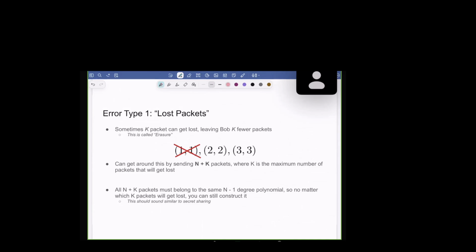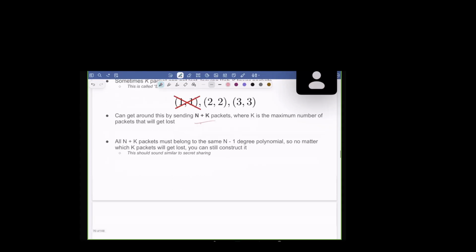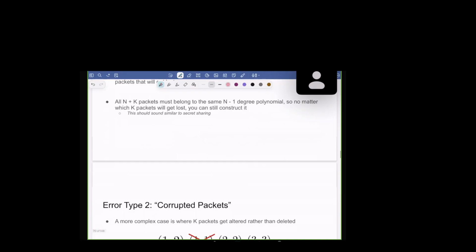And we have issues. For some reason we didn't pay enough money for Wi-Fi, and we lost a packet. So k packets are to be lost. To recover from that, all we do is simply send n plus k packets. If k got lost, we still have the remaining n packets that we can use to decode. And for the record, they should come from the exact same polynomial. It's not like you just make extra points up. They have to come from the same polynomial you used to generate the original points. So all n plus k points are generated from the same degree n minus 1 polynomial.